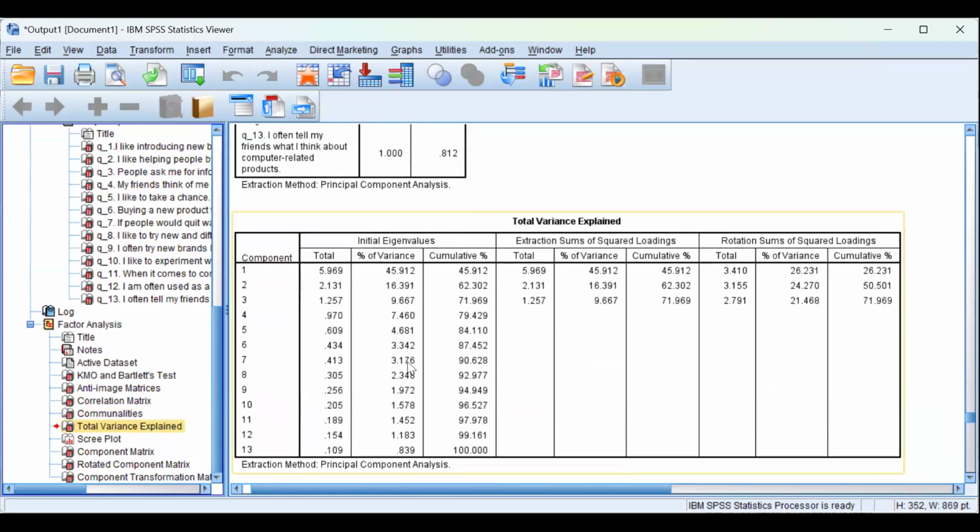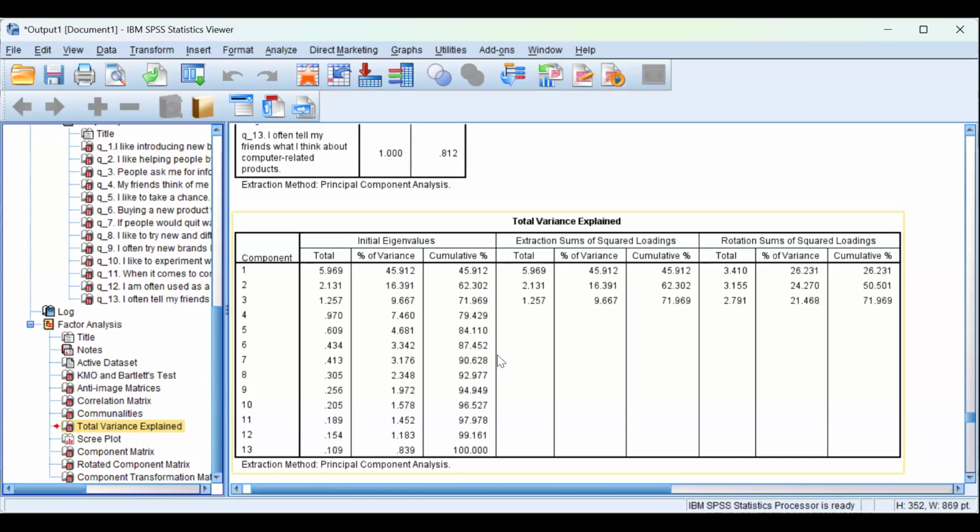Now look here, 13. I told you in the beginning that as many items as we put in, that many factors will be extracted. So how many items did we have in the beginning? We had 13 items. And can you see how many components are getting extracted? These components are nothing but the factors. So 13 items we fed in, and 13 components are getting extracted as factors.